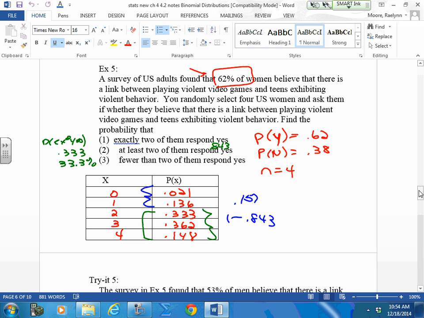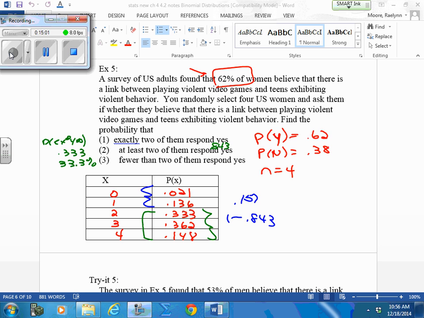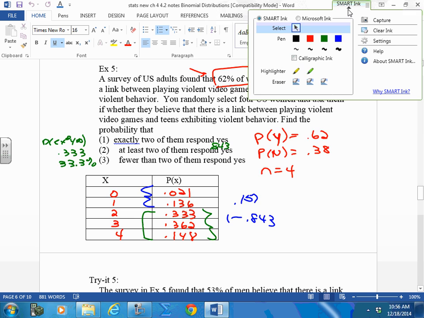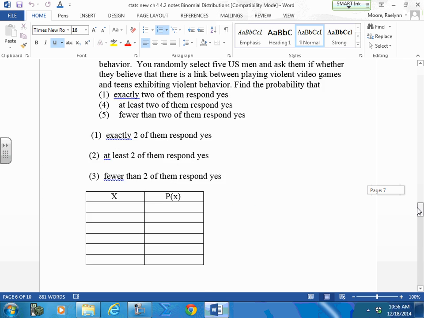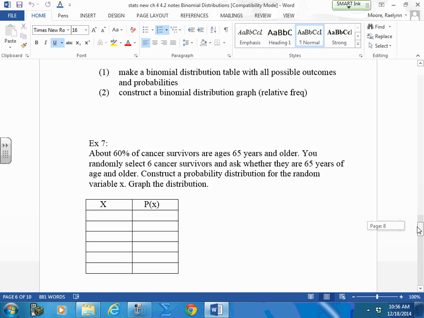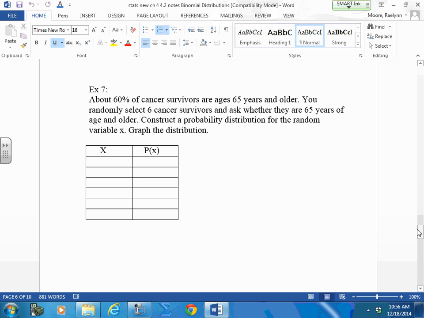Are we good with this? Okay. It's going to be the same exact thing. We're going to have the same graph as we had in your probability distribution. So we're going to jump over to example 7. We're just going to use the chart because my goal is to graph. So we're going to pull your information out.